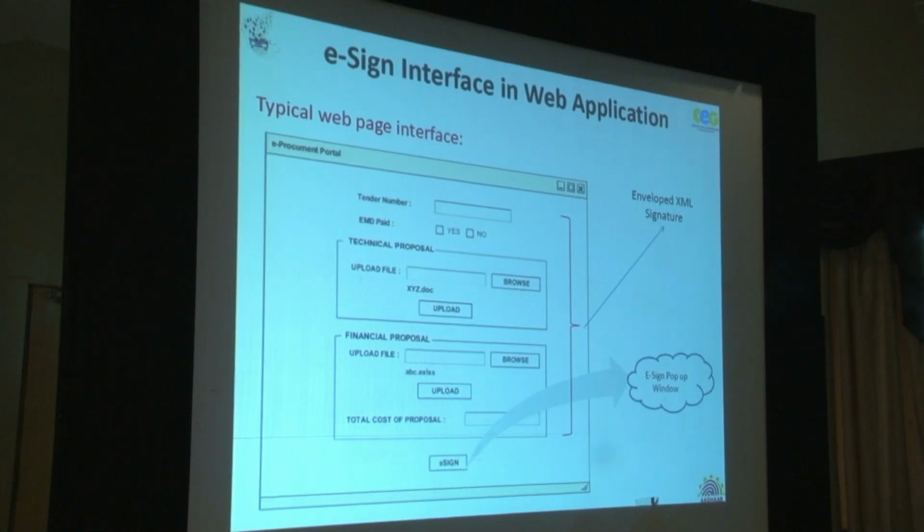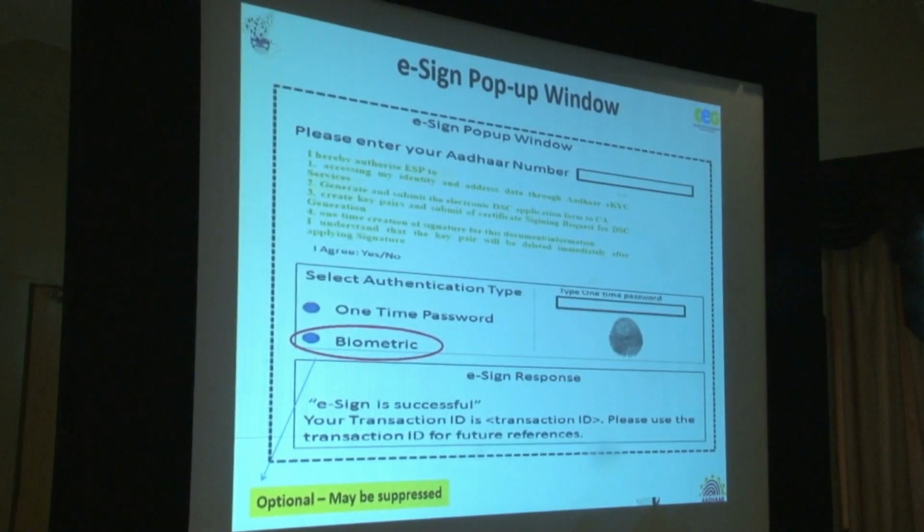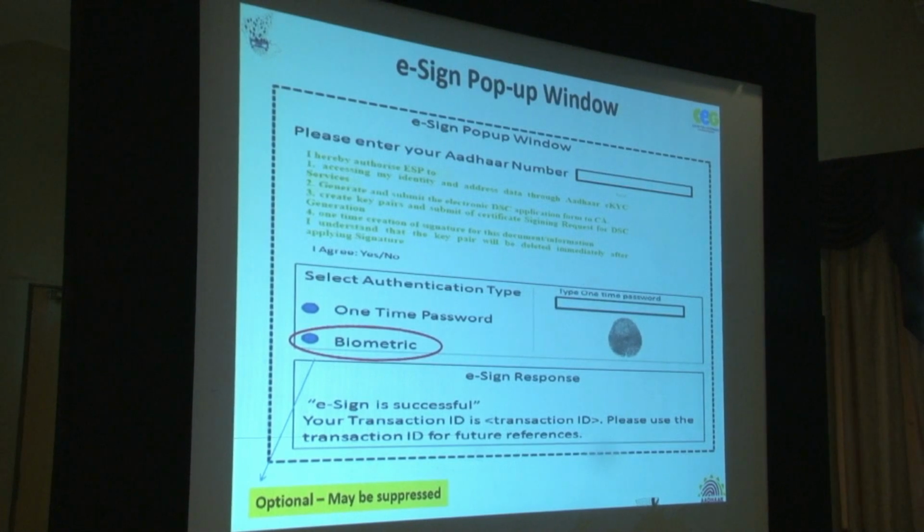So the moment he clicks eSign, an eSign pop-up menu will come up. And this is the snapshot of the pop-up menu. This is in the design. Now we are in the process of implementing it. So it will say the eSign pop-up window, like please enter your Aadhaar number, and then there are a couple of terms and conditions and things like that. Then he says, yes, I agree.